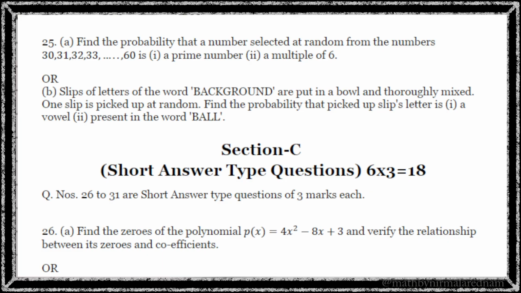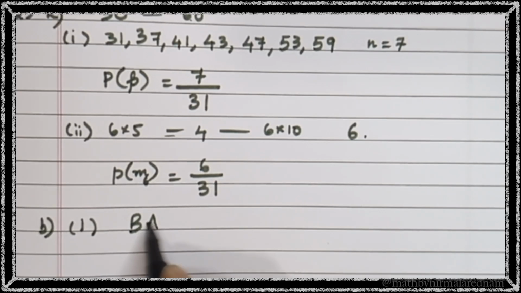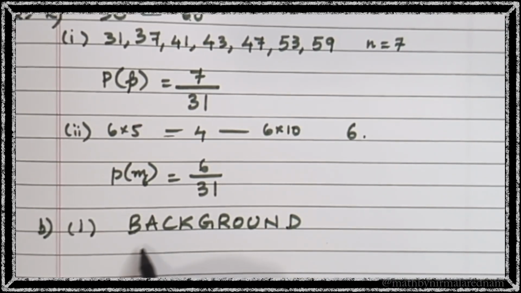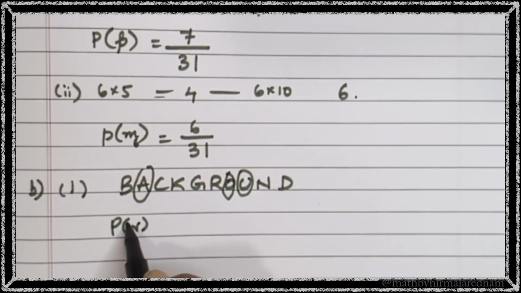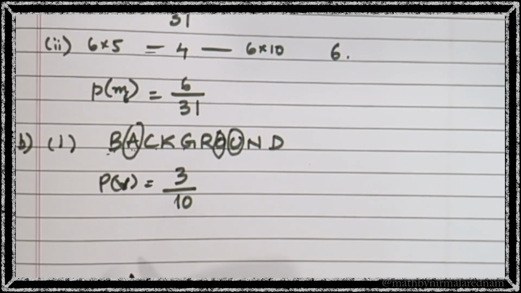Okay, so let's look at the first part first. So this is the choice question B, and I'm going to look at the first part of this. Now when you look at the word background, the favorable event that I'm talking about here is that it's a vowel. So you know that A is a vowel and I have O and U. So 3 favorable events. Probability that it's a vowel is 3 by, what are the total number of events that you pick up a slip, and it can be any of these 10 letters. So 3 by 10 is the probability that it is a vowel.